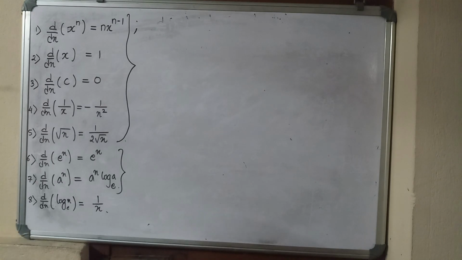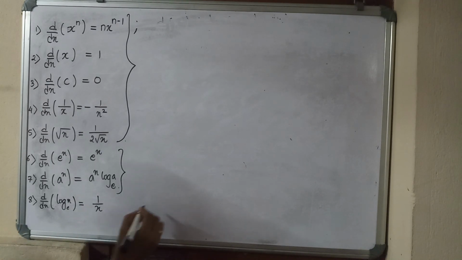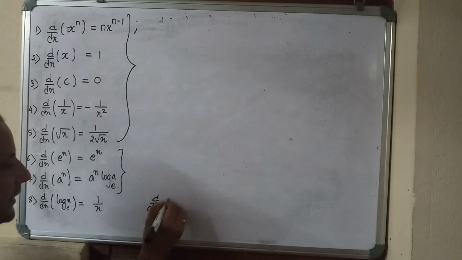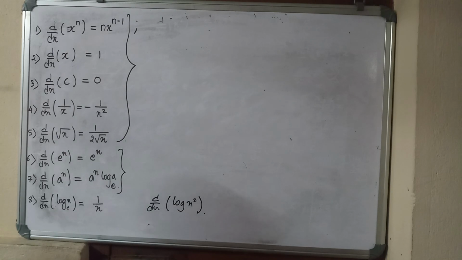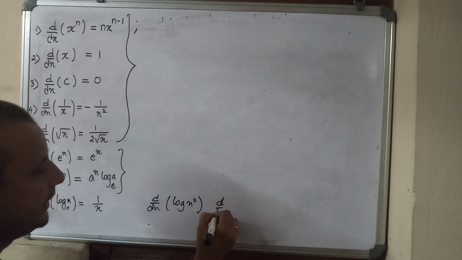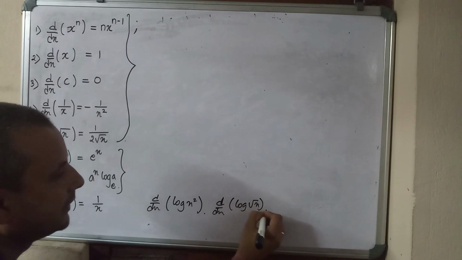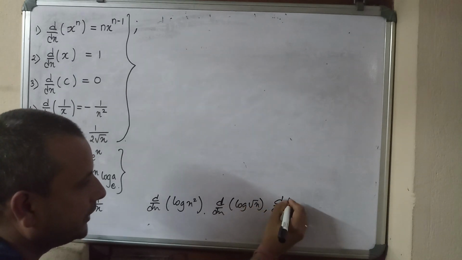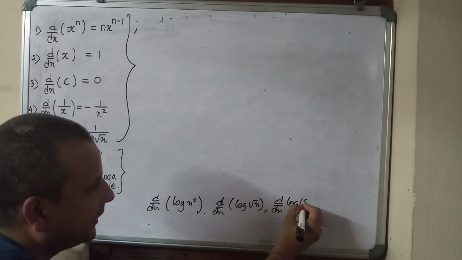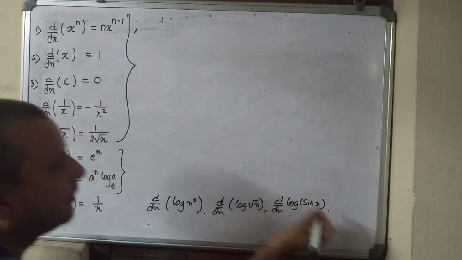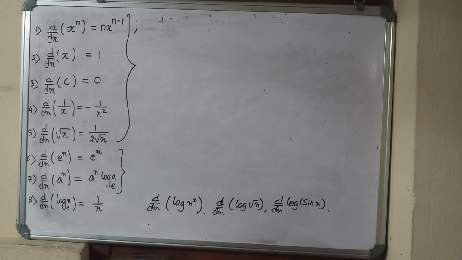Derivative of log x is 1 upon x. It's a direct formula. But while solving the numericals, you may get these things: derivative of log x square, dy dx of log root x. Maybe sometimes trigonometry also that you'll get: log of sin x, log of cos x, log of tan x.